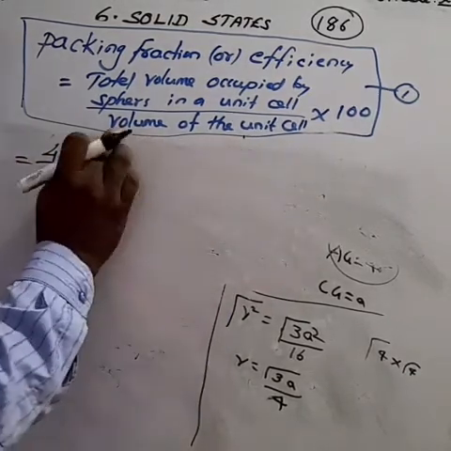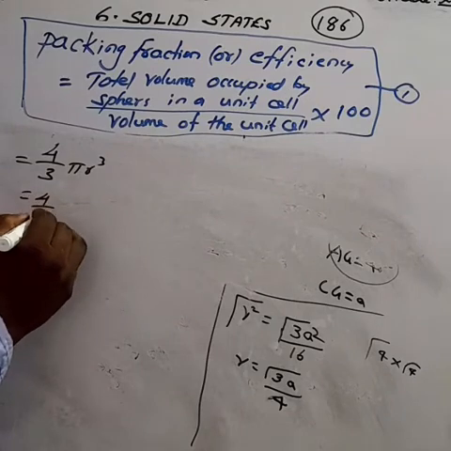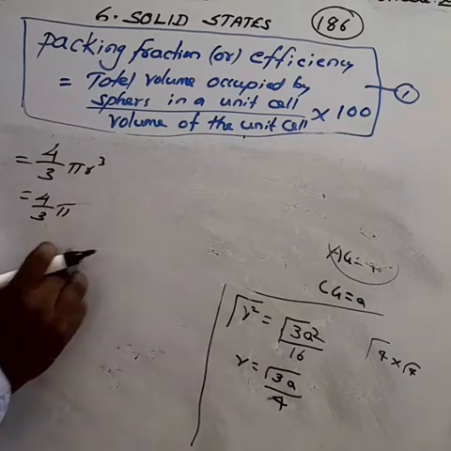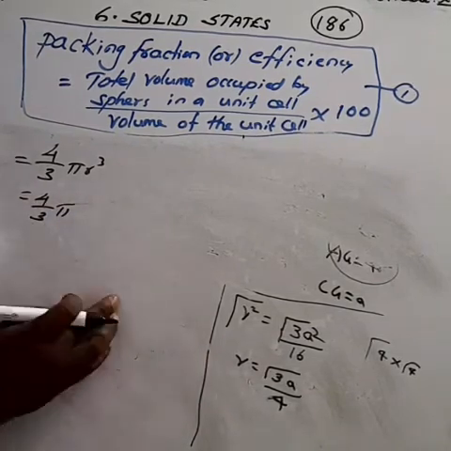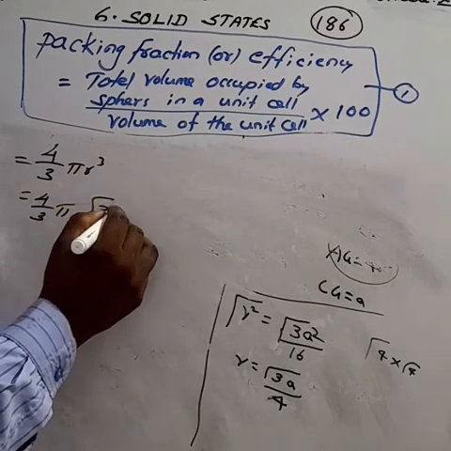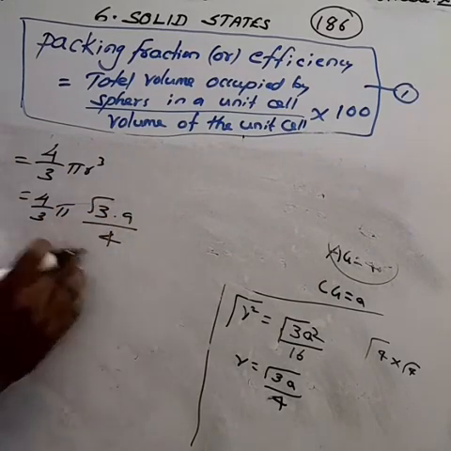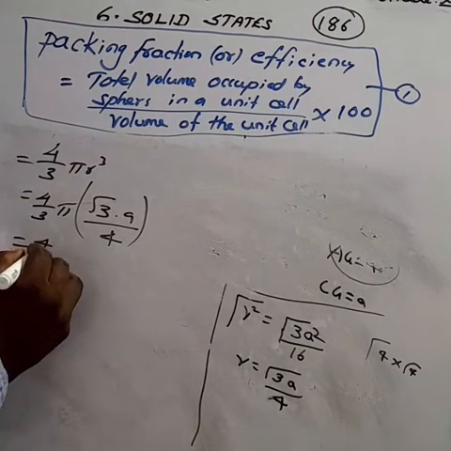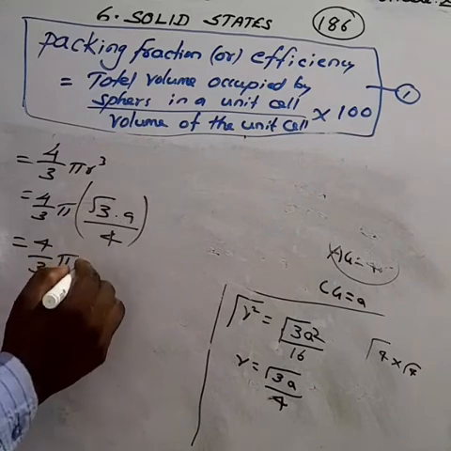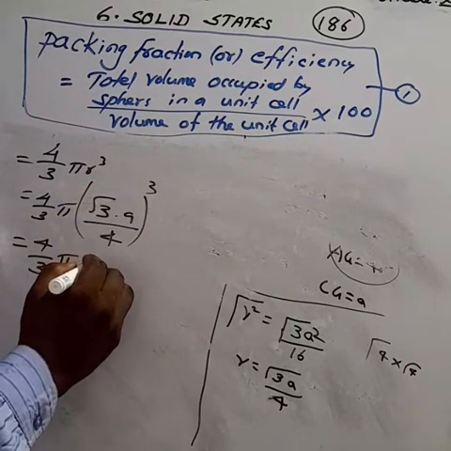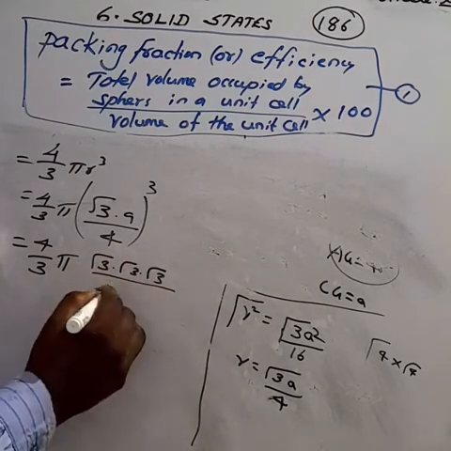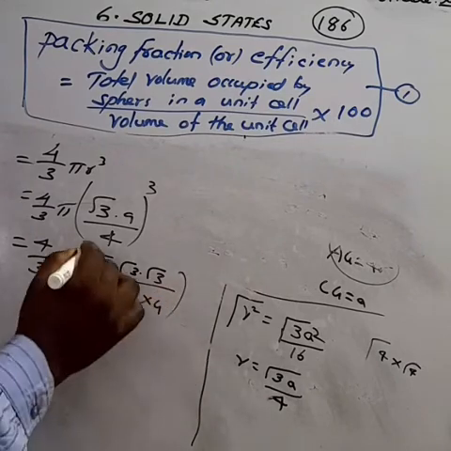That is equal to 4 by 3 pi into, what's the value of R? R is equal to root 3 into A divided by 4, whole cube, am I right? Whole cube. That is equal to 4 by 3 pi into this root 3 cube, which means root 3 into root 3 divided by 4 into 4 into 4, and the a cube I am writing outside.